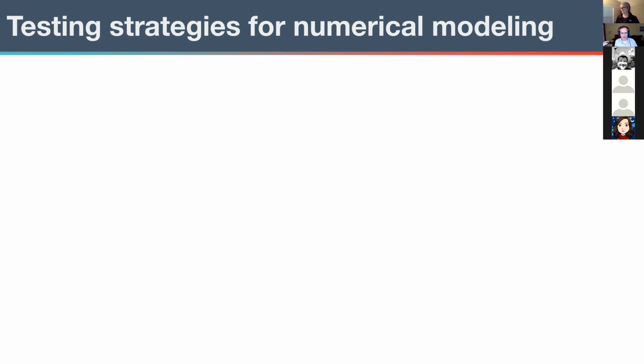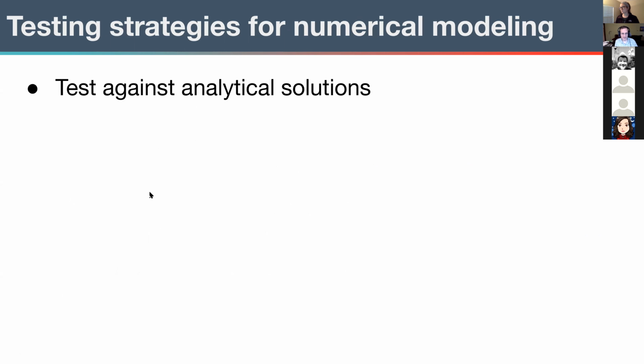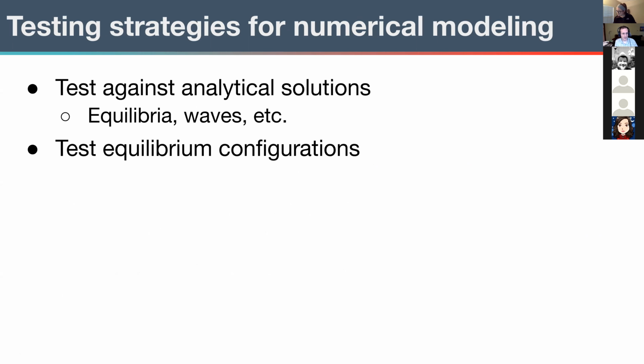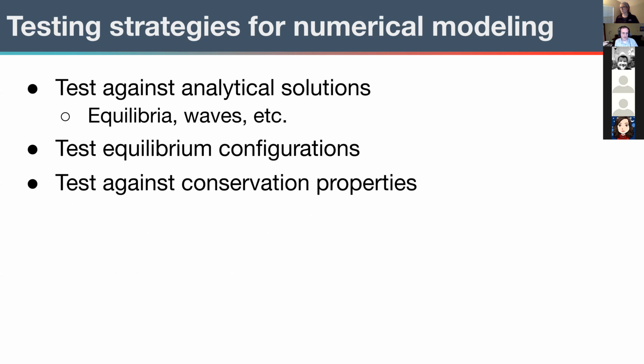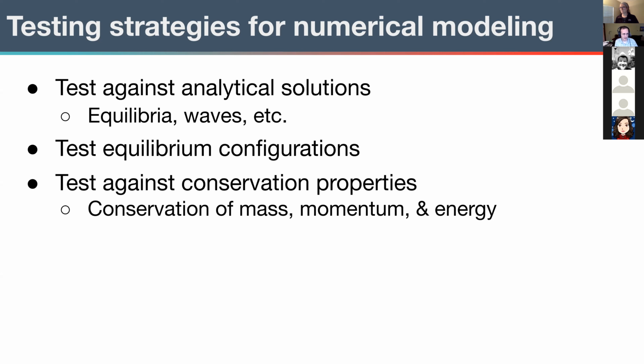To give some examples for numerical modeling in particular, we can test against exact analytical solutions, like making sure that an equilibrium condition actually behaves as an equilibrium, or that waves behave correctly. We also want to test against conservation properties, things like conservation of mass, momentum, and energy, or whatever ends up being conserved in the situation that you're looking at.